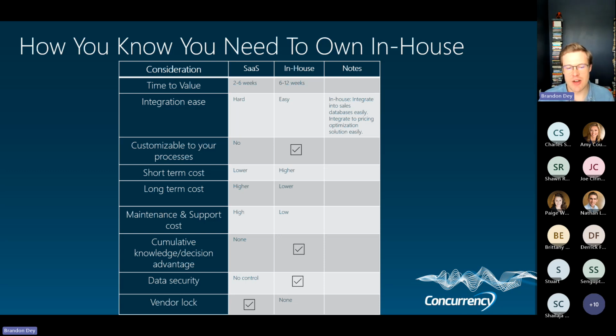And then lastly, vendor lock, there are differences. You're locked into a vendor with a SaaS company. You build it in-house, you're not. So it's a very quick summary. There's a lot of nuance to this. I'd be happy to answer any questions that you guys might have in the chat, or if you shoot me an email afterwards to dive into this.